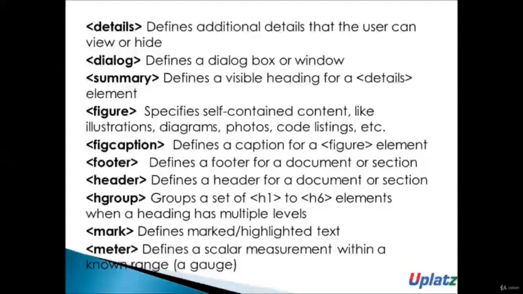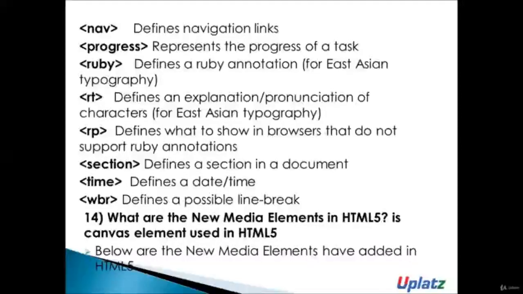So meter defines a scalar measurement within a known range. Nav defines navigation links. Progress represents the progress of a task. Ruby defines a Ruby annotation.